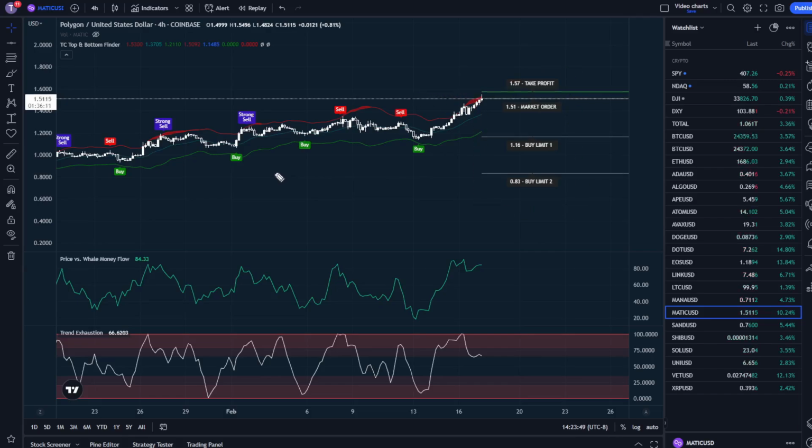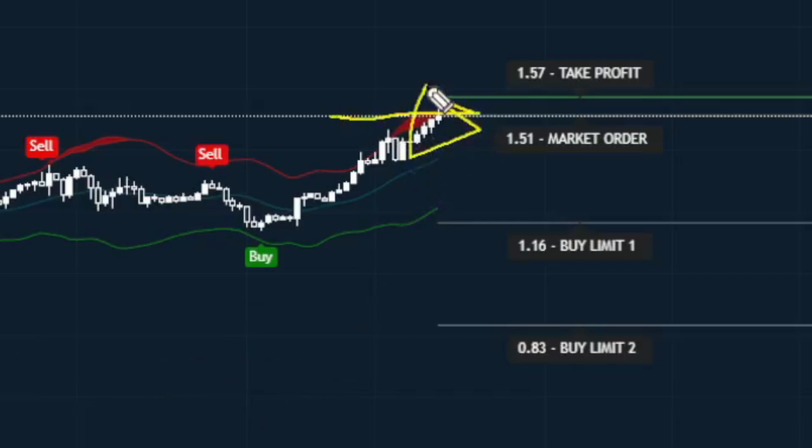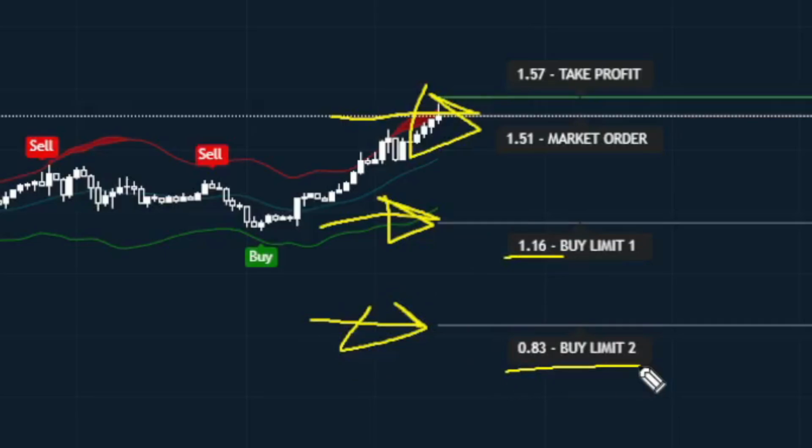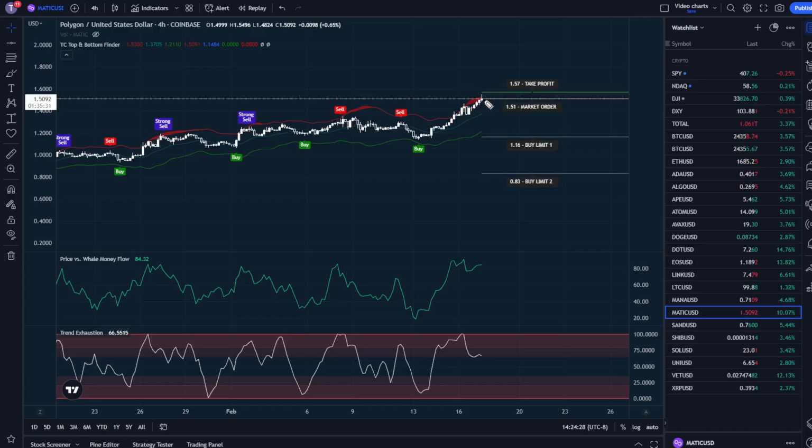When you go to enter a trade, what you're going to want to do is split your investment into 3 equal parts. The first part would be market ordered in immediately. This just means you're going to buy at whatever the price currently is, and put one part here at buy limit 1 at this price, and then at buy limit 2 on this price. The reason we do this is movement is never guaranteed. Even if we get crazy signals like this, price versus whale money flow low, trend exhaustion low, buy signal, and moves up, we cannot guarantee that'll always happen.